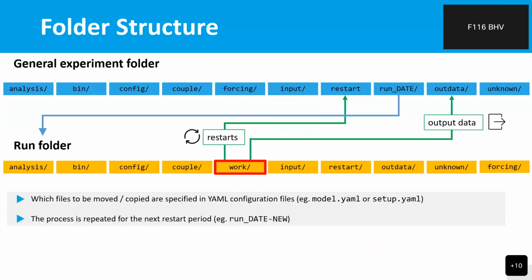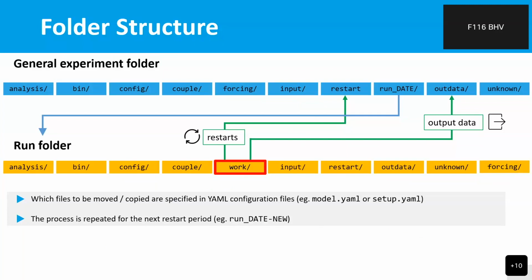Okay, so we look at the case for when we were starting a run, and what happens at the end of the run. We already talked about this. At the end of the run, we copied the restart files into the restart folder, and also the data in the out data folder. And we also move some of the configuration files. This finished config, we move it into the general config.